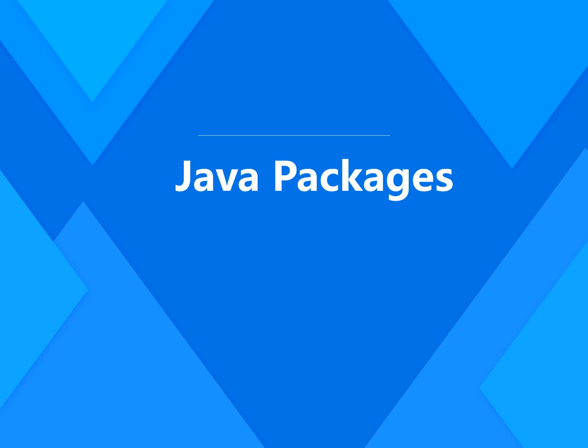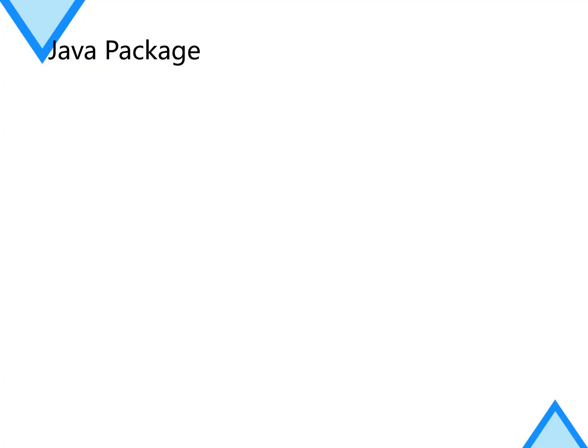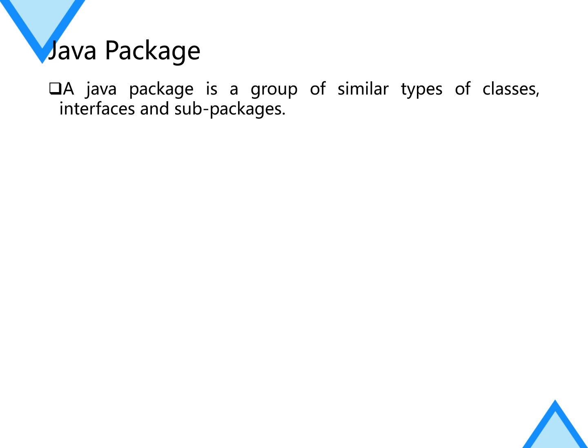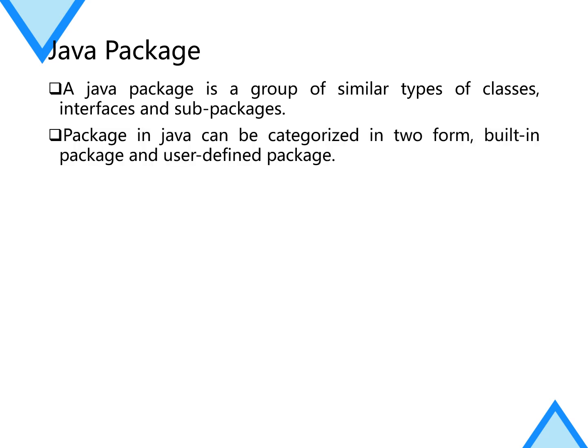Today we are going to take Java Lab 9 class. In today's class we will discuss Java packages. First of all, we need to define what is a package. A Java package is a group of similar types of classes, interfaces and subpackages. It means a Java package will contain subpackages, different types of classes as well as interfaces. So a package is a combination of classes, interfaces and subpackages.